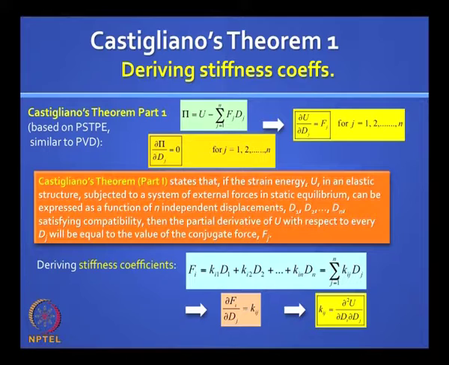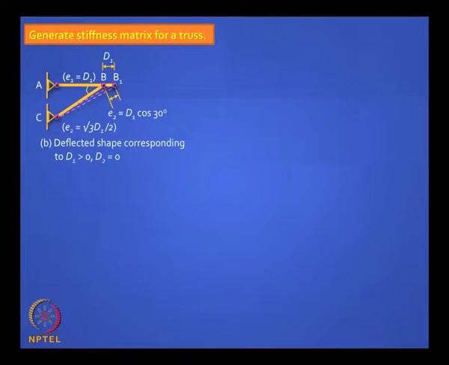You can prove that Kij is the second mixed partial derivative of the strain energy with respect to di and dj. Okay, this proof follows from Castigliano's theorem, which starts with this expression dou u by dou dj is equal to fj. You can derive an expression for Kij, which is dou squared u by dou di dou dj, and let us demonstrate this with a simple example.